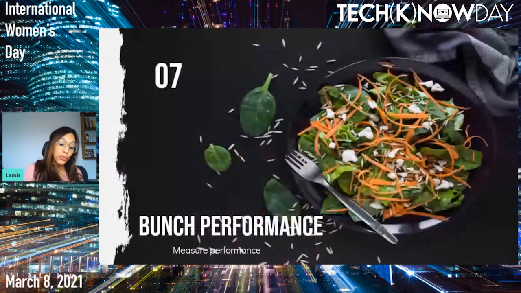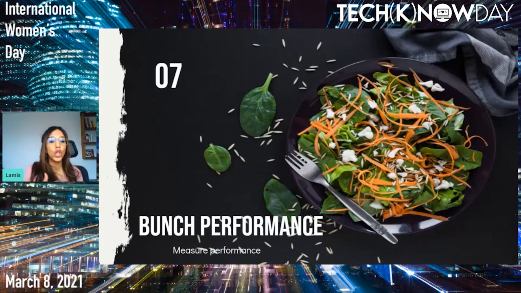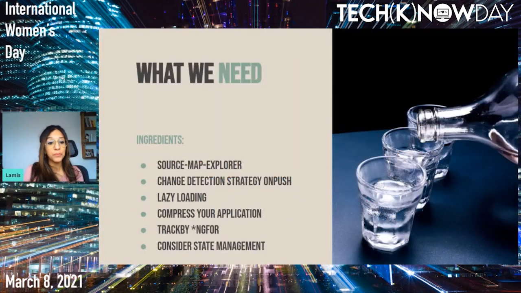Recipe 7 is bench performance and measure performance. It's very important when you're working with Angular and RxJS to bench performance before shipping your application into production. And you will need those ingredients. Source Map Explorer is a recommended tool in order to analyze your bundle size. Check the change detection strategy and use OnPush in order to limit the change detection triggers. Consider lazy loading for your Angular modules. Compress your applications, because you will gain 20% of the bundle size.